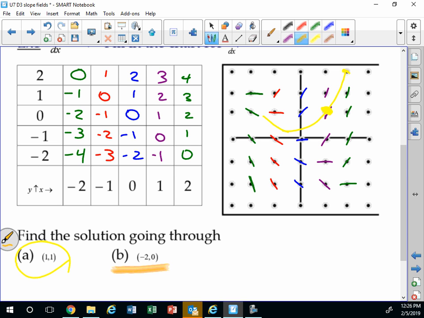Find the solution going through -2, 0. So -2, 0. That's this one. So that would be kind of like something like this. Are you supposed to connect the lines? No. These are two separate graphs.